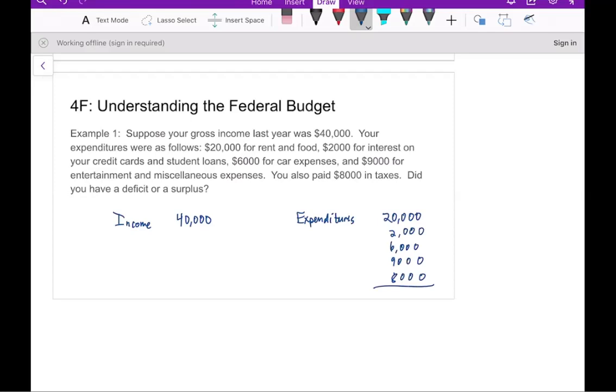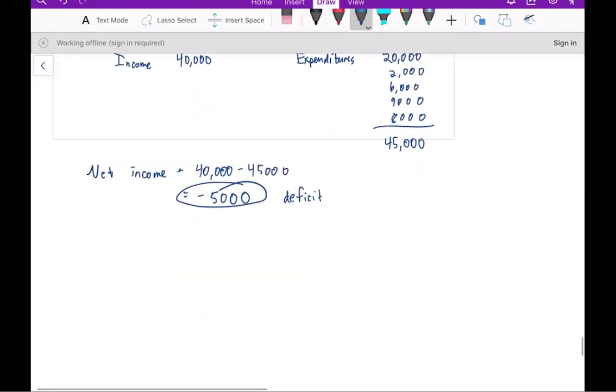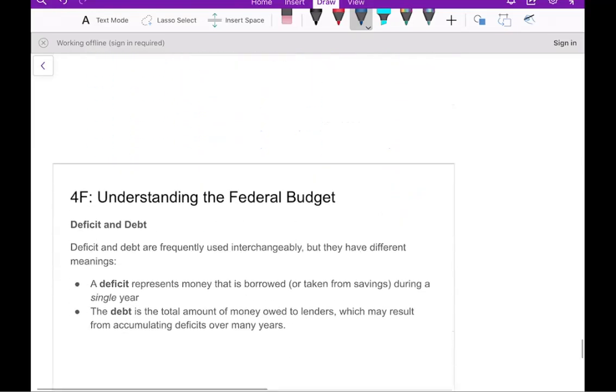Well, if we add all of our expenditures, we have 22, 28, 37,000, and then this puts us to 45,000. So if I look at my net income, I'm going to do 40,000 minus the 45,000, and we're going to get a negative 5,000. So since this is negative, this is a deficit. All right, so that's what we mean by a deficit and a surplus.